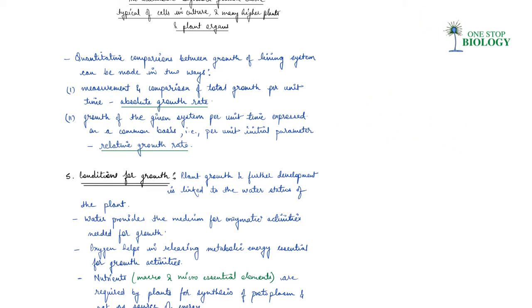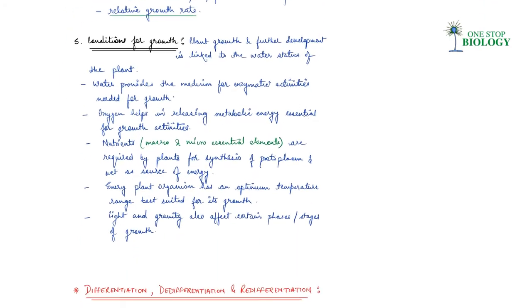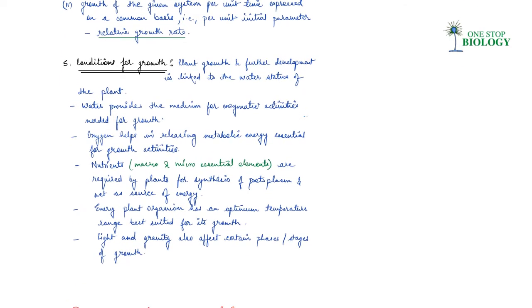Now let's see what is the next point. The next point is conditions for growth. So basically plant growth and development, right? They are all linked to various conditions. Now this list may include presence of water, right? So one of the conditions may be water availability. It can be the amount of oxygen which is available. What are the nutrients which are available in the surrounding medium. So basically water, oxygen and nutrients are very essential for growth.